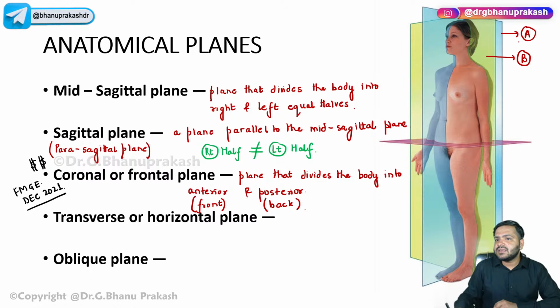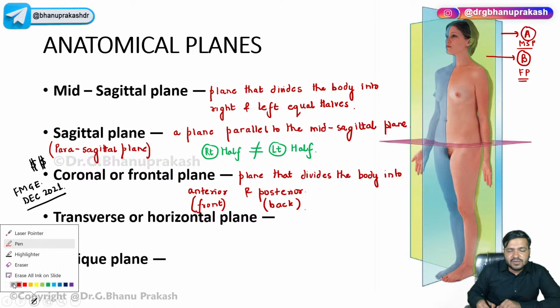So A is basically the mid sagittal plane, and B is basically the frontal plane. Yes, Anjana, Tarun, very good. Now coming on to the next plane, that is the transverse or the horizontal plane.